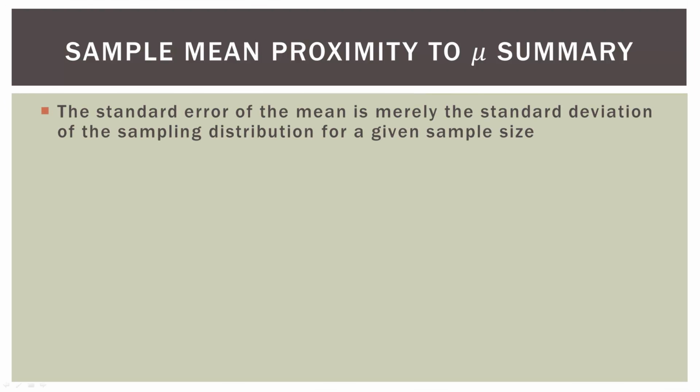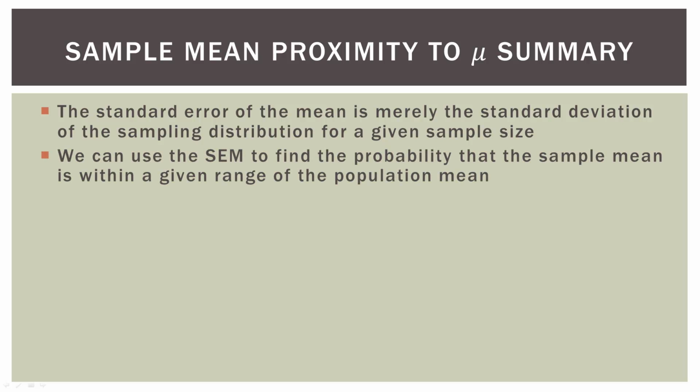Okay, so a summary. Just remember the standard error of the mean is merely the standard deviation of the sampling distribution for a given sample size. And remember, the standard error of the mean is the exact same for a sample of that size. So the standard error of the mean for a sample size of 15 in this problem is the exact same for any other sample of 15 in this asphalt problem, okay? So the standard error is all about sample size and then the population standard deviation you are given.